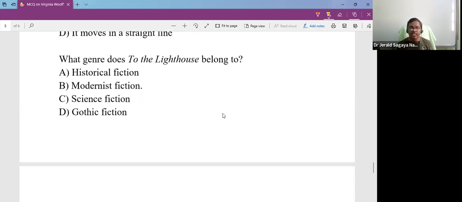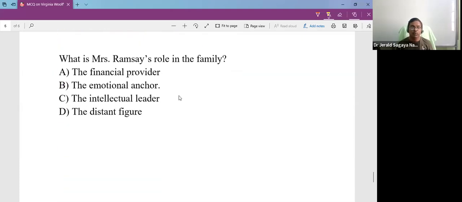What genre does To the Lighthouse belong to? The novel belongs to modernist fiction category. What is Mrs. Ramsay's role in the family? She is the emotional anchor of the family.